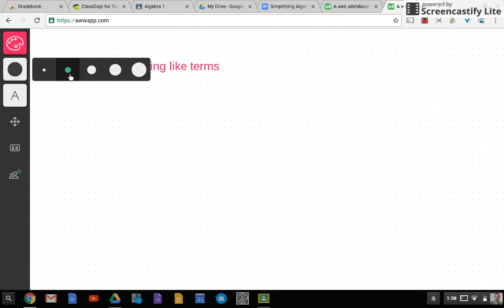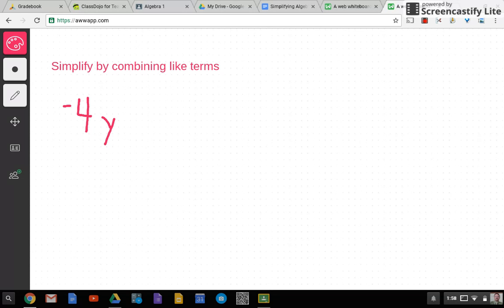Okay, so let's get to work on that. If I had a negative 4y squared plus 9y squared, these two are like terms because they both have the same variable raised to the same power. So we can just combine these. I've got a positive 9 and a negative 4, so I'm actually going to end up subtracting 9 minus 4, and I will get a positive 5y squared.